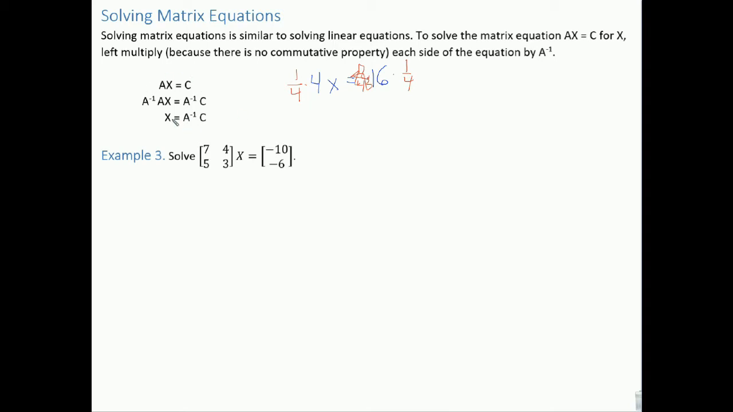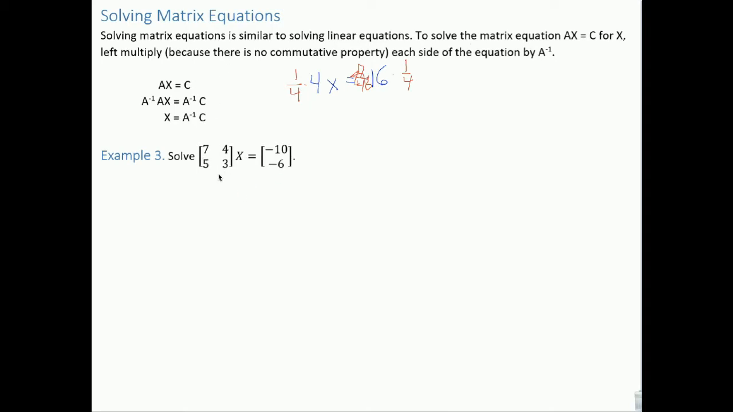For matrix multiplication, it is not commutative. So when I put an inverse of A to the left here, I have to put the inverse of A to the left of C. And so we notice here, with solving matrix equations, A times X equals C. This is going to be like a coefficient matrix. This is going to be a variable matrix. And this will be a constant matrix if we're working with systems of equations. And in order to solve for X, you simply multiply both sides by the inverse of A. So X is always equal to the inverse of A times C.